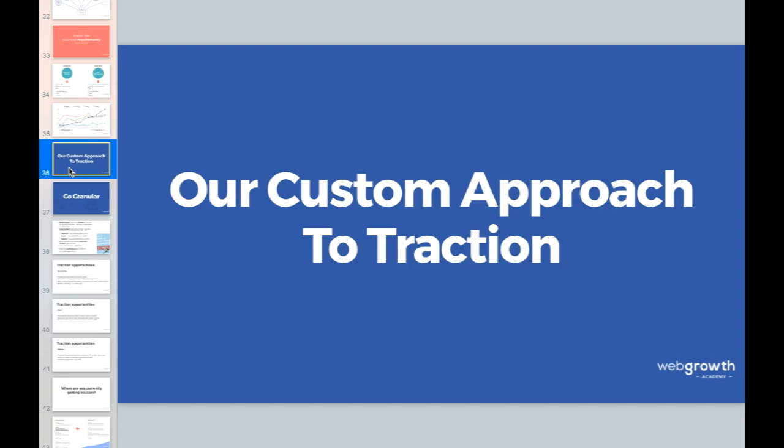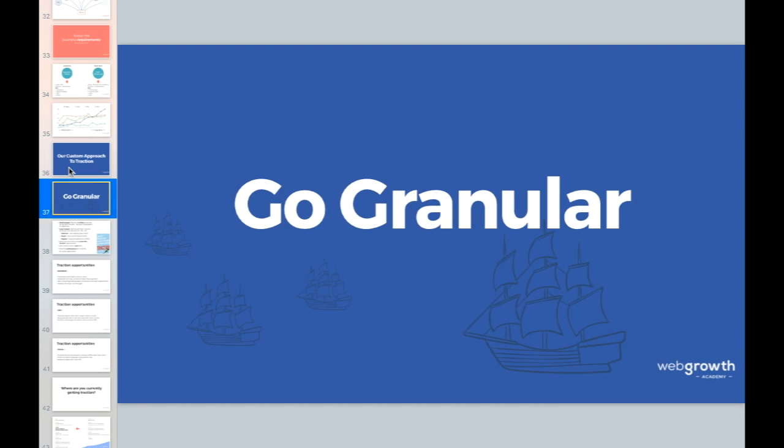All right, so let's get into our more custom approach to traction. So we really want to go granular. If you look at the slide, we've got little vectors of ships. What we mean by that is, obviously in the old days, in the 1700s, these explorers would go out and send out ships to new areas to see if there's land, if there's resources available, and they would come back and tell their friends, and if there was something, they would send more ships and more explorers to explore that area.